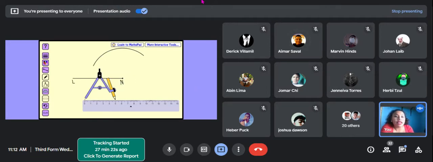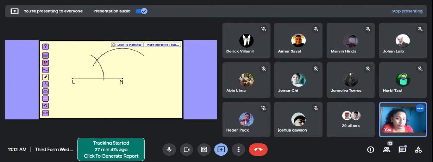Now I'm gonna take my compass and I'm gonna set it at L. And then I'm gonna draw an arc that crosses my first arc. See that? It crosses it. Everybody has that?